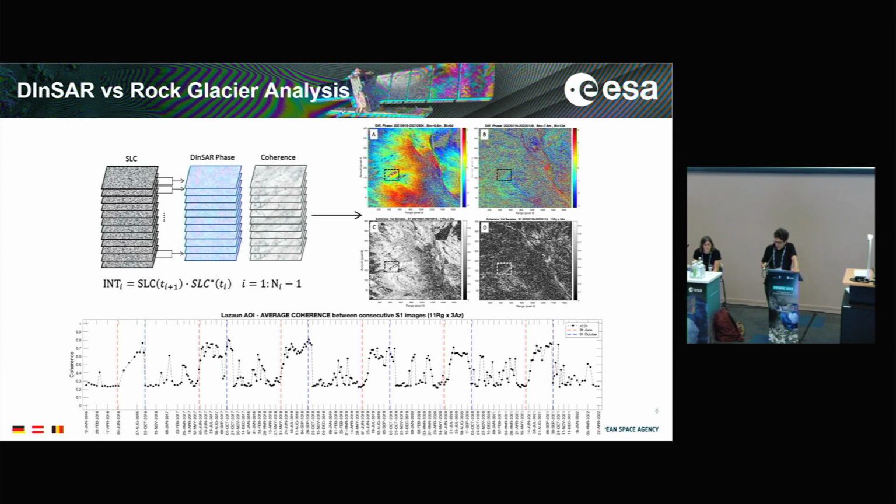I plot a couple of typical images. In the case of high coherence, in summer acquisitions, it is possible to catch clearly the phase signal related to the rock glacier activity, while in the case of low coherence, of course, the differential phase is practically meaningless. So we have to deal with this very complex setting.